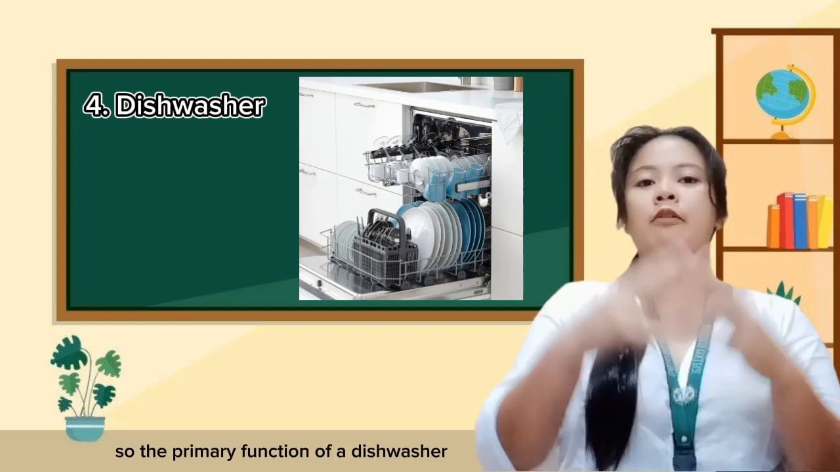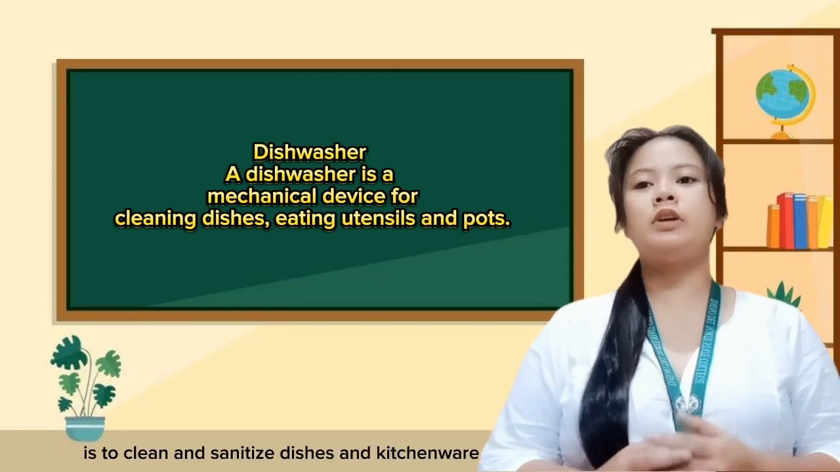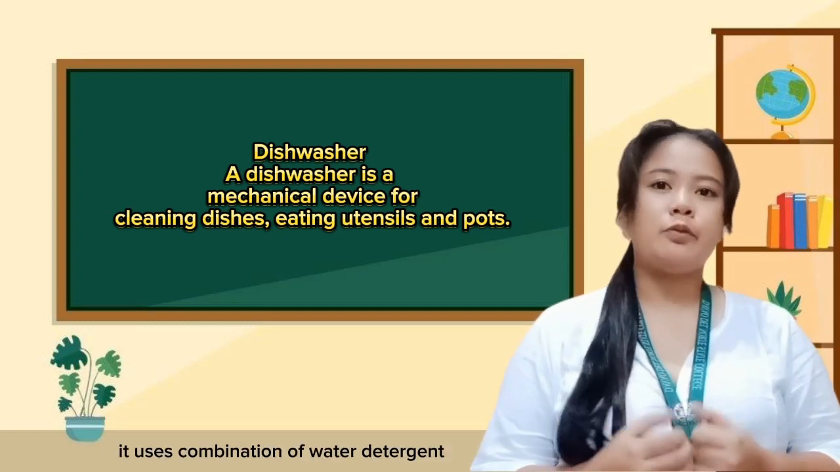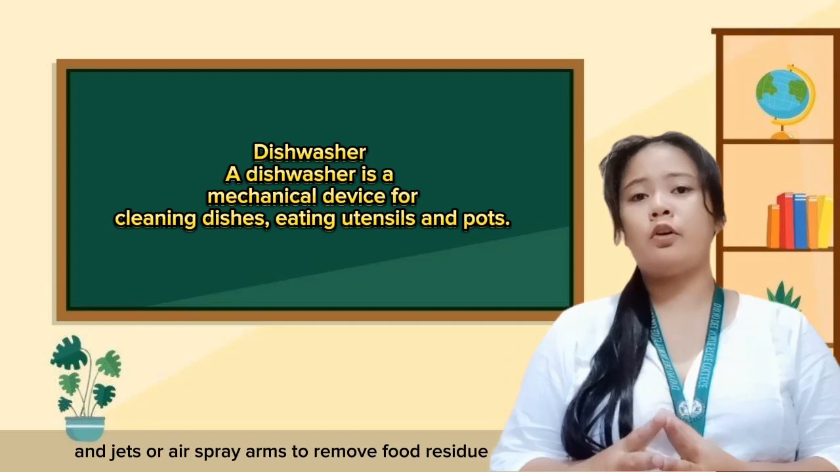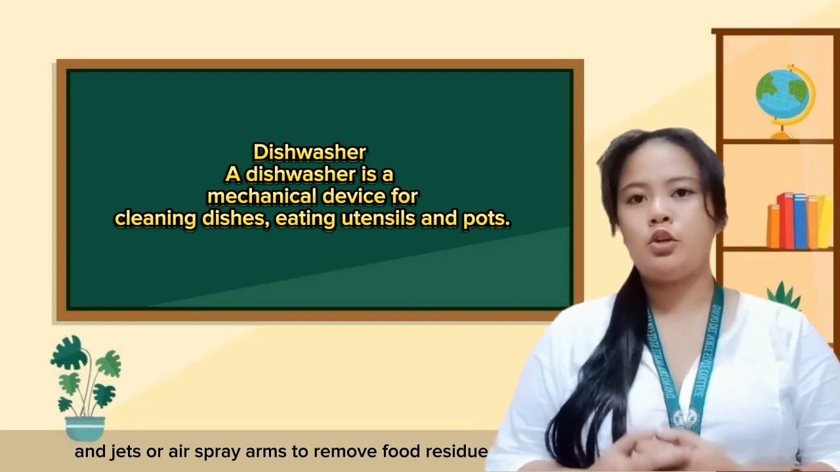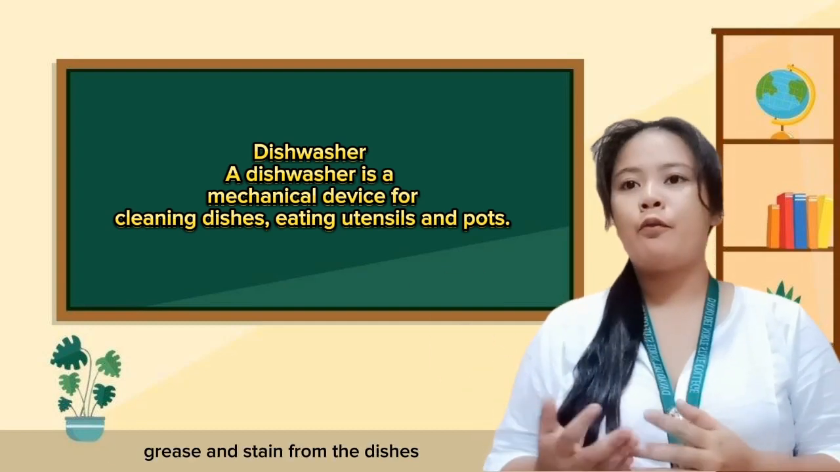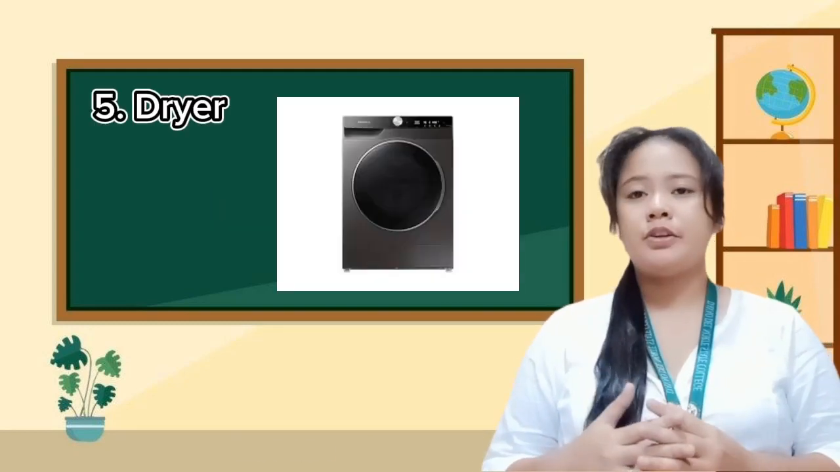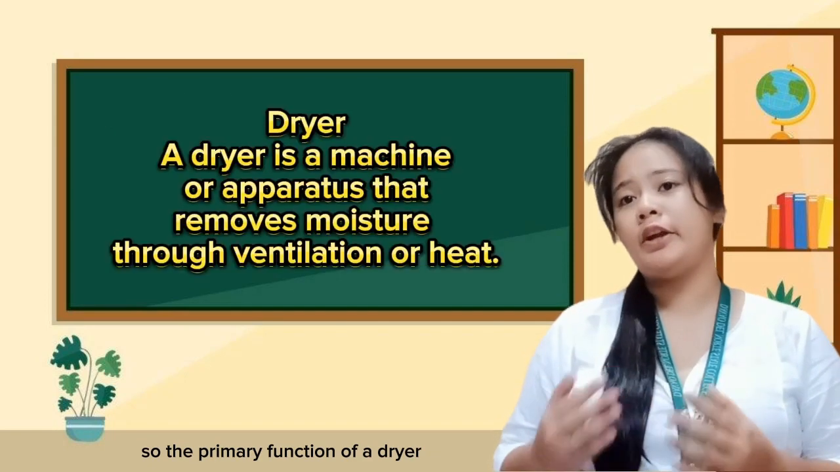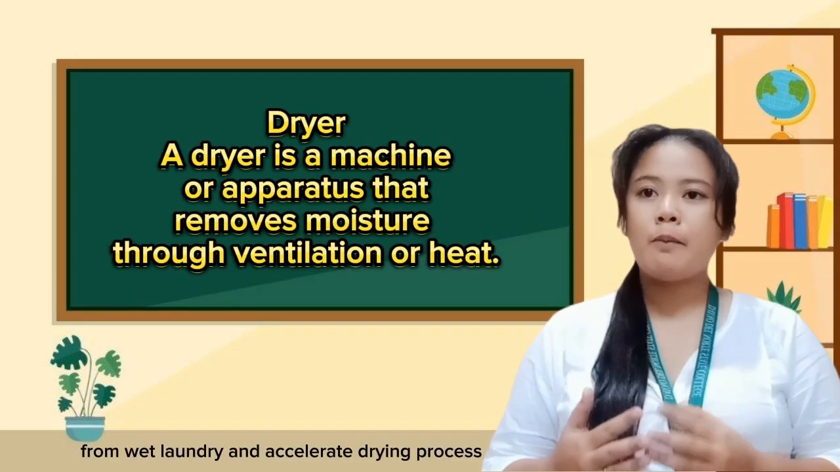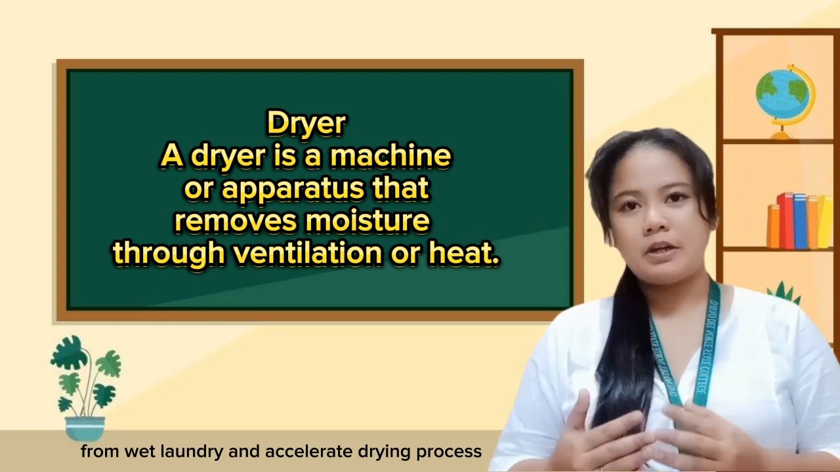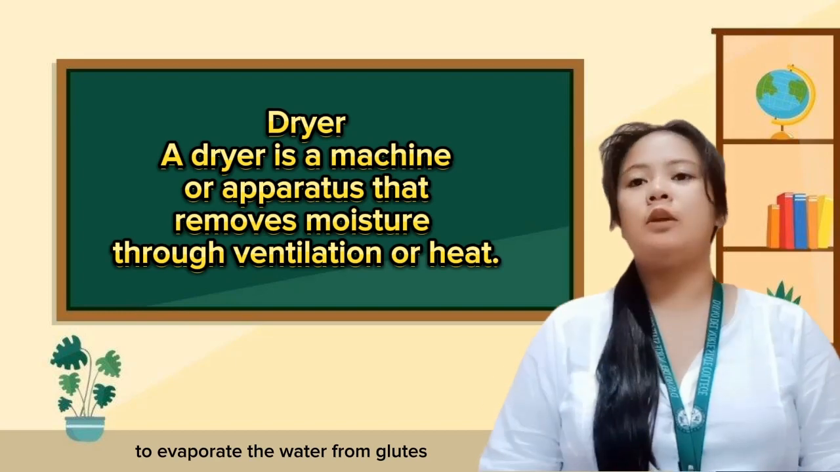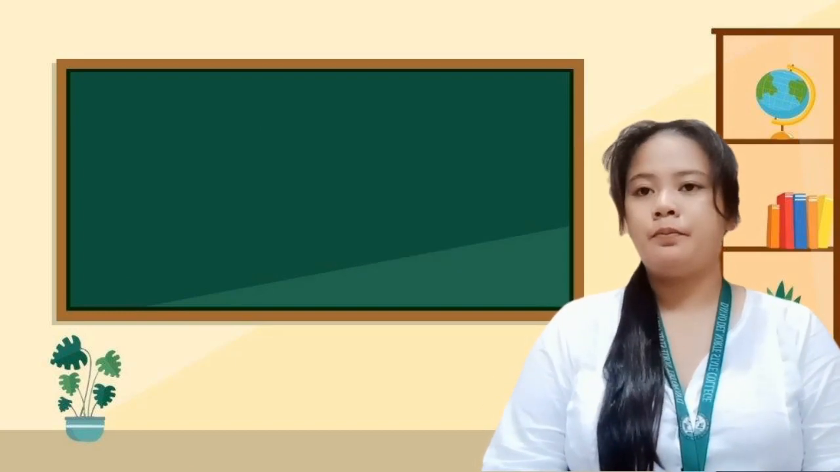Next is the dishwasher. So the primary function of a dishwasher is to clean and sanitize dishes and kitchenware. It uses combination of water, detergent, and jets or spray arms to remove food residue, grease, and stain from the dishes. Next is dryer. So the primary function of a dryer is to remove moisture from wet laundry and accelerate drying process. It uses combination of heated air and tumbling action to evaporate the water from clothes.